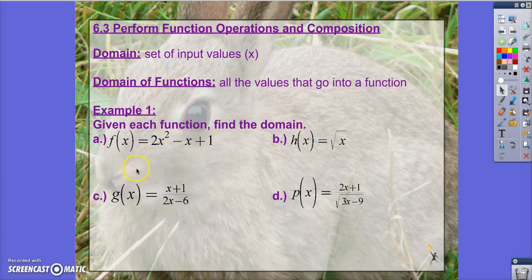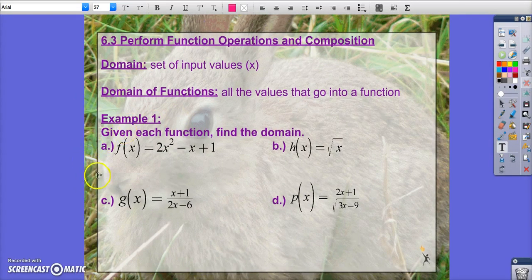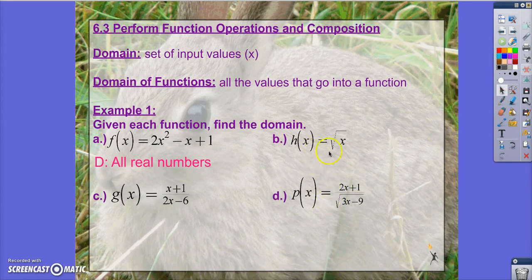If you look here, what we have is 2x squared minus x plus 1. I could plug in 0 and get a real number. I could plug in 10 and get a real number. I could plug in negative 1,523 and get a real number. So my domain for A, use D for it, is all real numbers. So once again, all real numbers means any real number that I plug in for x, I'm going to get a real number for y.